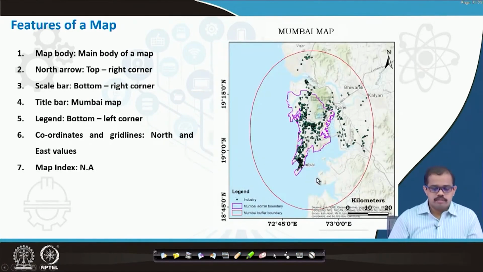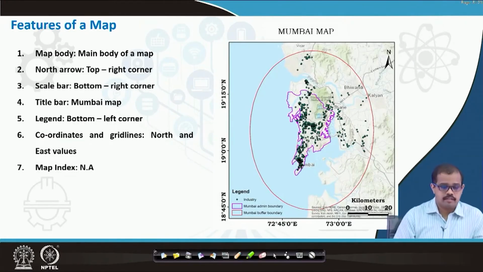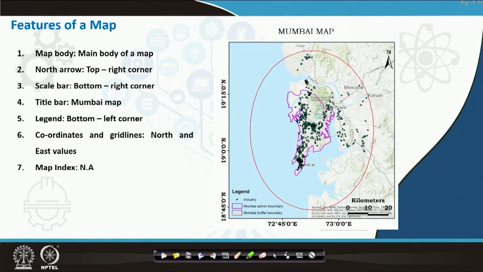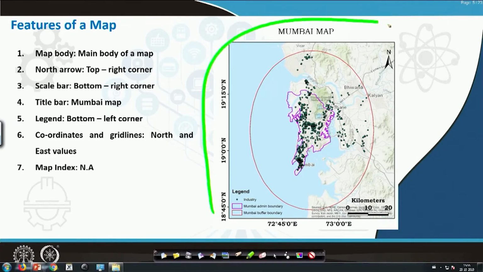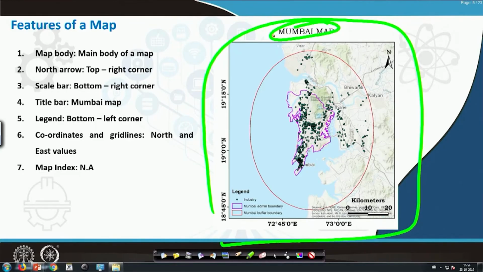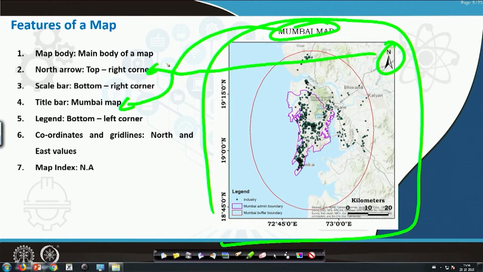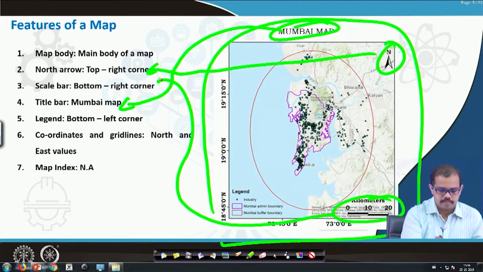Okay, so just to give you another example of the features of the map. Now this is the main body of the map. When you see here, this entire thing is the main body of a map. I am representing Mumbai. I have given a title. The title is already there, right? I have given a north arrow. So this north arrow is represented. I have added a scale here. So the scale bar is represented.